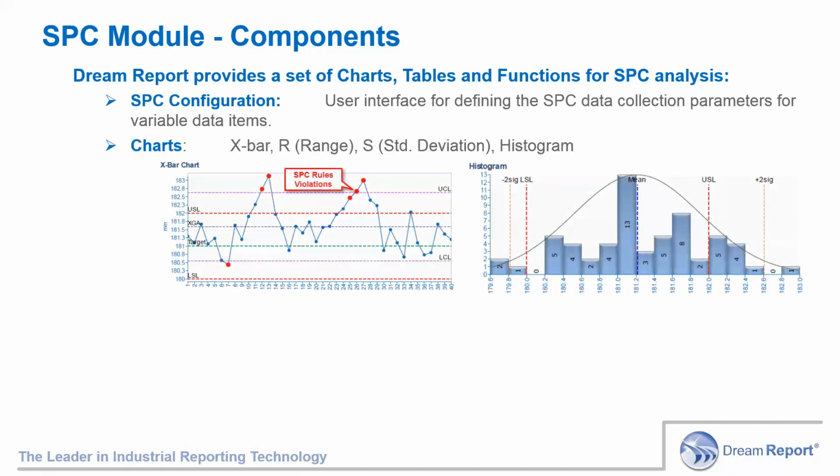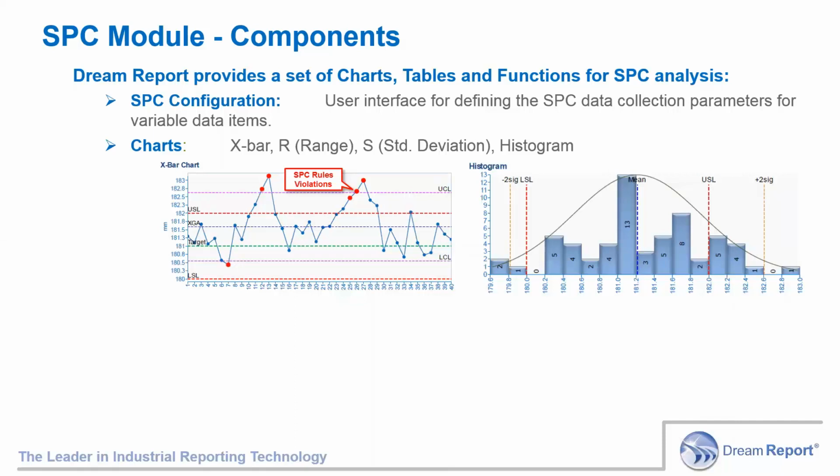We then have a set of 4 SPC-specific charts: X-bar and range, or R charts, S or standard deviation charts, and histograms. These are probably the most commonly used control charts. We chose to include these 4 specific charts because there are already a lot of very good SPC packages on the market, very dedicated quality lab systems. Chances are your company might be using those already. But the feedback we continue to get from customers is that they want to include a control chart or a histogram or a range chart along with their production reports. So we've identified the most commonly used and requested SPC charts and made them available in Dream Report to include in your reports.